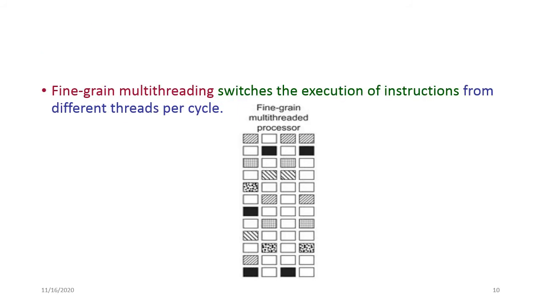The next one is the fine grained multi-threaded processor. This processor switches the execution of instructions from different threads per cycle. So this is one cycle. First the first thread will be executed here, next it switches to the next thread and the next thread. Likewise, the execution of instructions will be switched from one thread to another thread per cycle. This is called a fine grained multi-threaded processor.